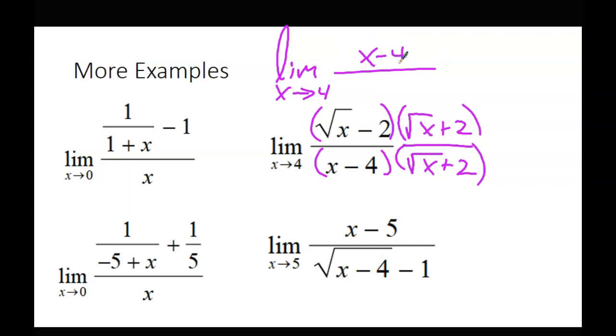Because the square root of x times the square root of x is x, and negative 2 times positive 2 is negative 4. All right? The bottom we're going to leave the same. We don't need to multiply that one out.